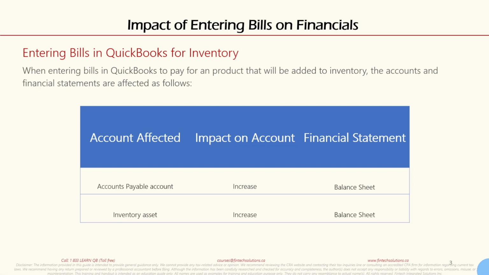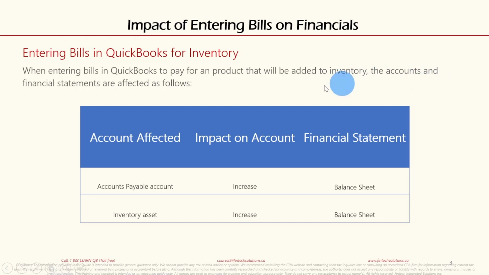Right, so let's understand what is going to be the impact of entering bills on the financials. This is an example which we did, entering bills in QuickBooks for inventory, because we did get in some inventory in the form of chairs, right? What is going to be the impact? And this at times could be a tricky part, if someone is not through the inventory. How does the impact happen when entering bills in QuickBooks to pay for a product that will be added to inventory?